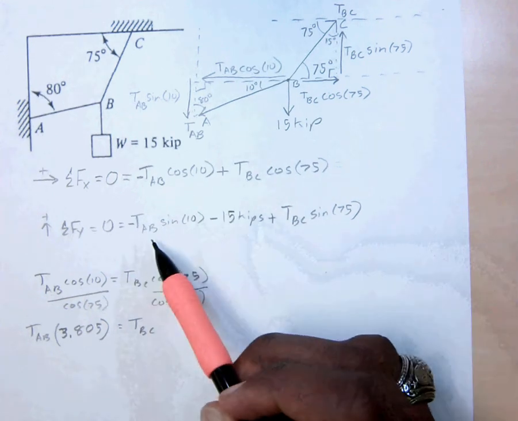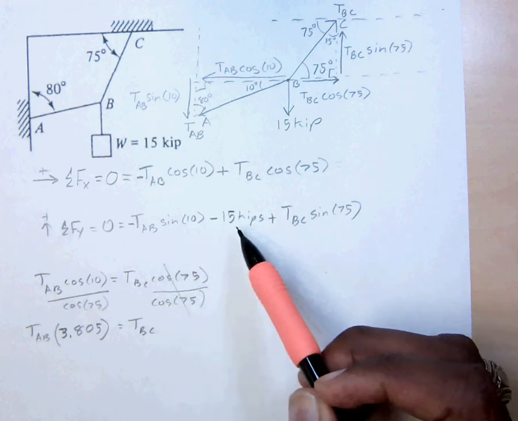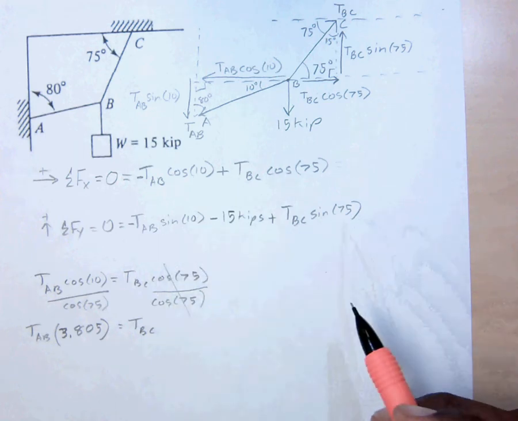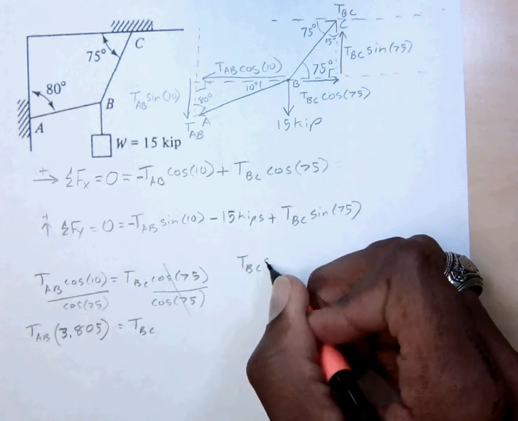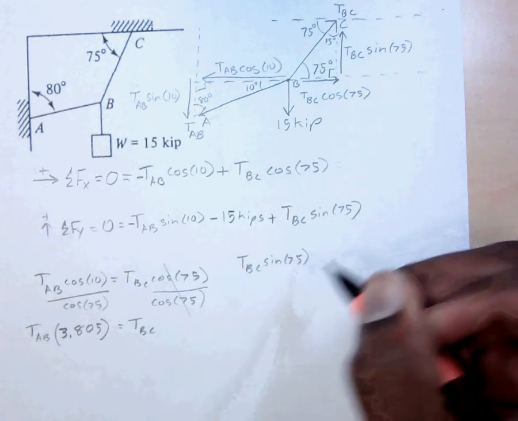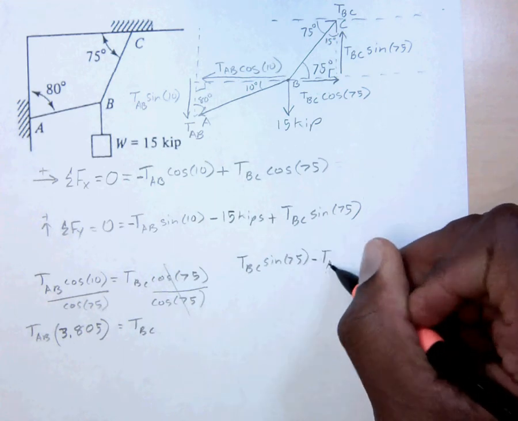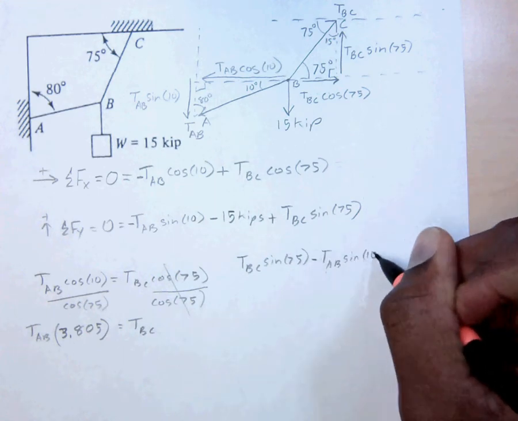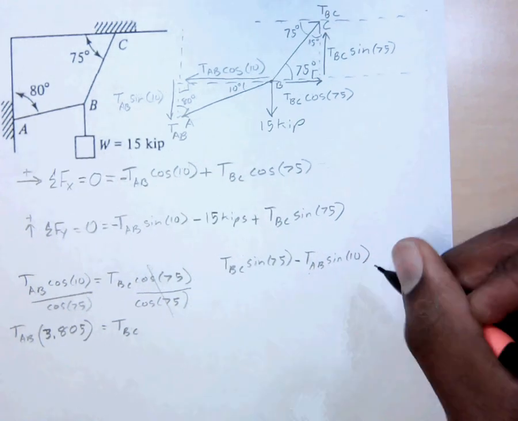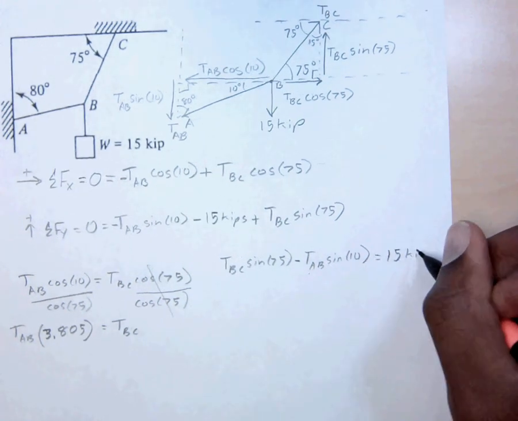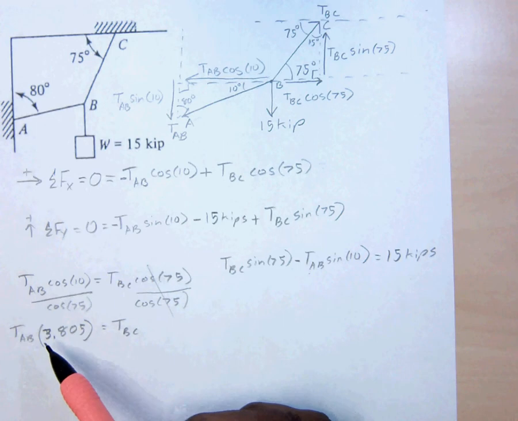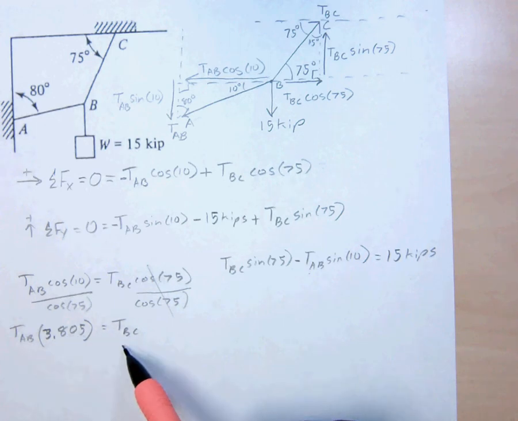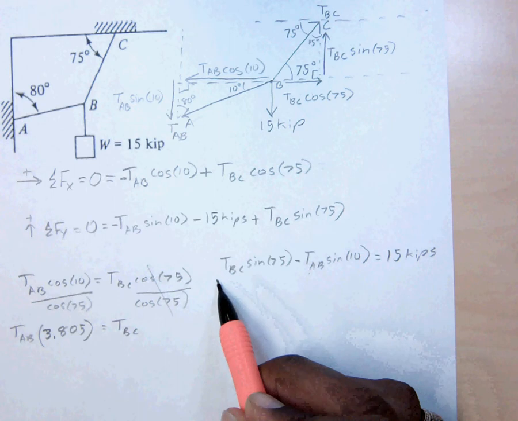So we start with negative tension AB times the sine of 10 minus 15 kips plus the tension in BC. What I'm going to do is take the tension in BC times the sine of 75, minus the tension in AB times the sine of 10 degrees, and all that is going to equal my 15 kips. So you can see how I just moved things around a little bit. Now I'm going to substitute in for every place where I see the tension in BC, which is right here.